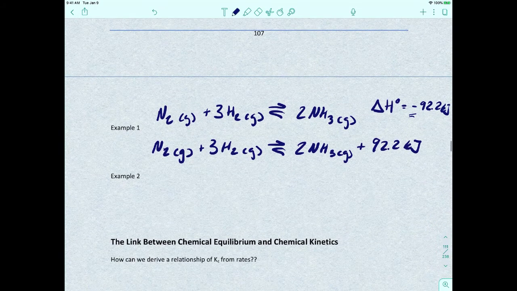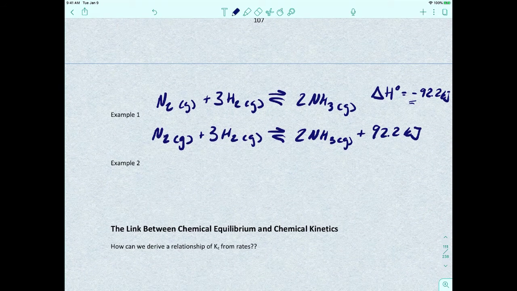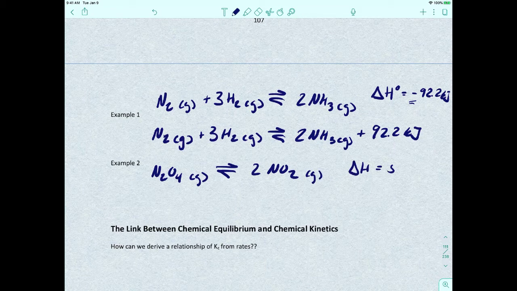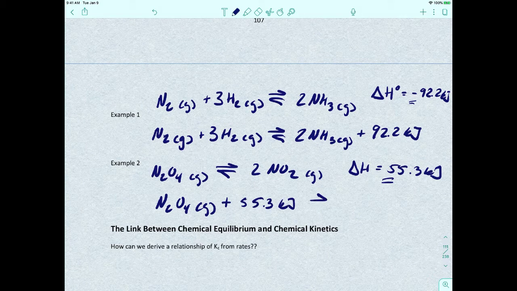Okay. Another equation would be if we took N2O4, which is in equilibrium with 2 moles of NO2. The enthalpy for this reaction would be 55.3 kilojoules. And since this is endothermic, that value would be on the left-hand side. So we would write it as a reactant: N2O4 plus 55.3 kilojoules is in equilibrium with 2 moles of NO2.